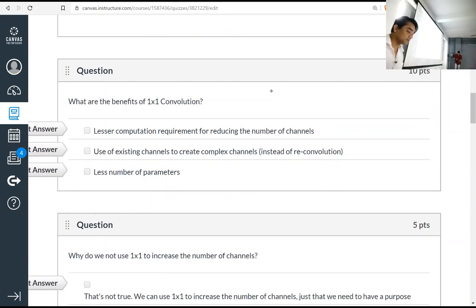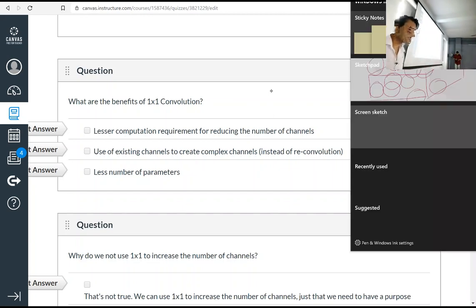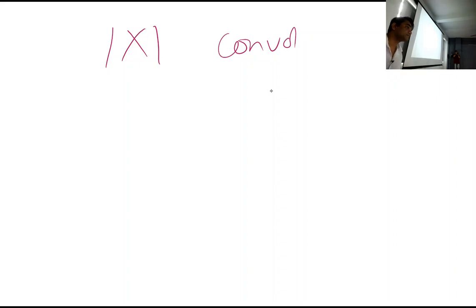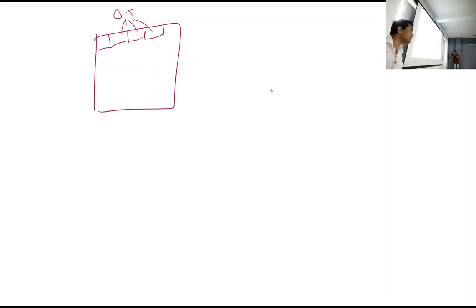Now, what are the benefits of 1x1 convolutions? Lesser computation required for reducing the number of channels. We need to look at this in different ways because we are going to be using 1x1 a lot of times. 1x1 is not considered convolution. Do you agree? Why is that? What we are supposed to do in 1x1 is look at this pixel multiplied with a 0.5 value, then again this pixel with the same value, then this pixel with the same value, this pixel with the same value. So this looks like repetition, right?